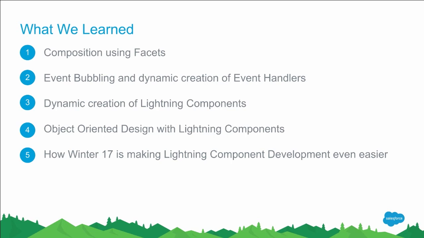So I just want to recap what we've learned. That was composition using facets, event bubbling with events, with dynamic creation of event handlers, how we create components dynamically, and how we use object-oriented design. And hopefully I've also shown how new features are constantly being incorporated into Lightning to make some of this even easier. So what I'm hoping is that from this demonstration, you'll be able to take away some of these concepts, apply them to your own components, and really build some spectacular components that can maybe get on the AppExchange and help build out this ecosystem.